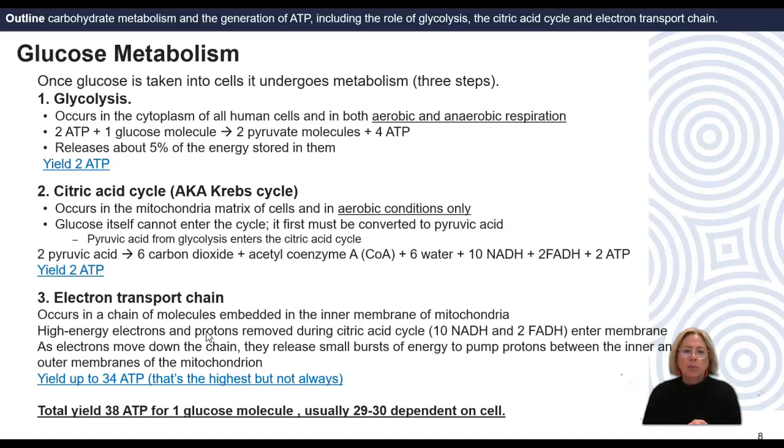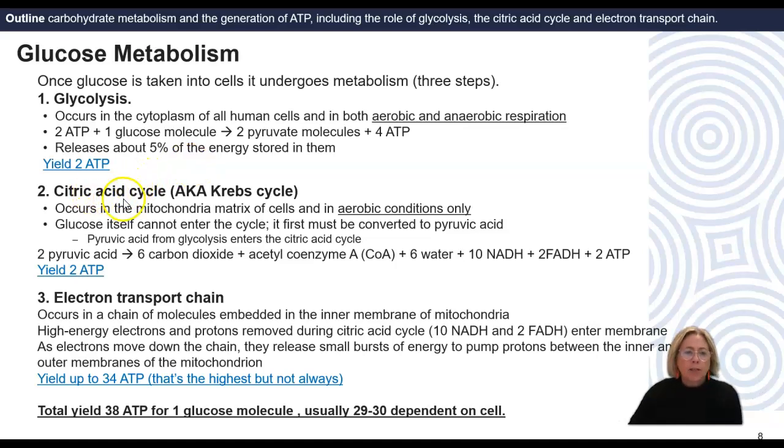It occurs in the cytoplasm of all human cells, and it occurs in both aerobic and anaerobic respiration, so with or without the presence of oxygen. 2 molecules of ATP are required with 1 glucose molecule to produce 2 molecules of pyruvate, and we're not going to talk about that too much now. And that releases 4 molecules of ATP. And this yields then a net 2 ATP because you had to input 2 to get the 4 out. So you have a net yield of 2 ATPs.